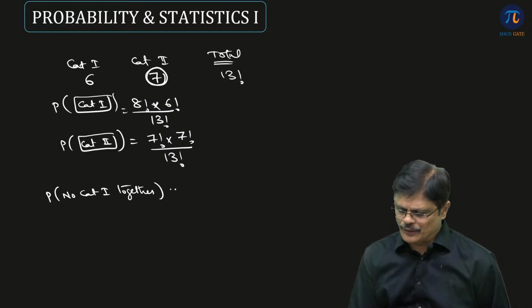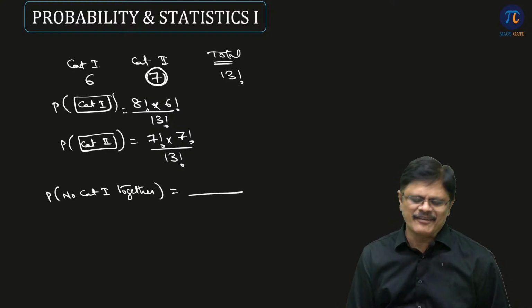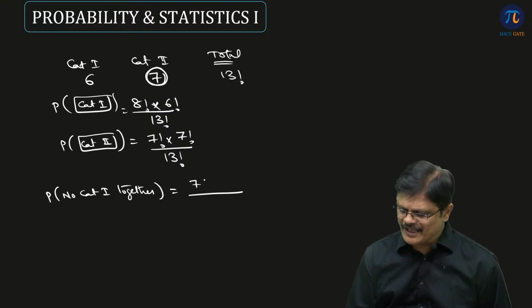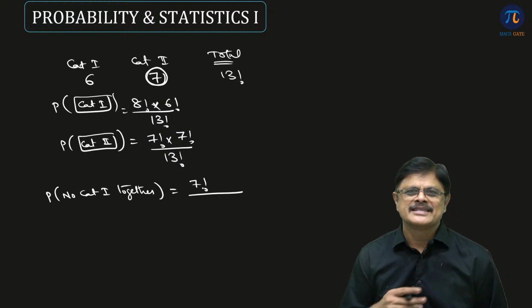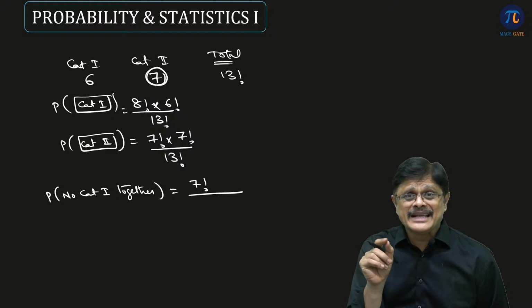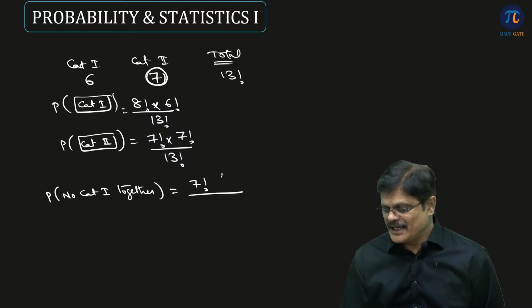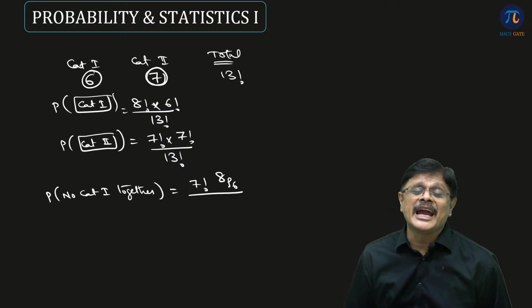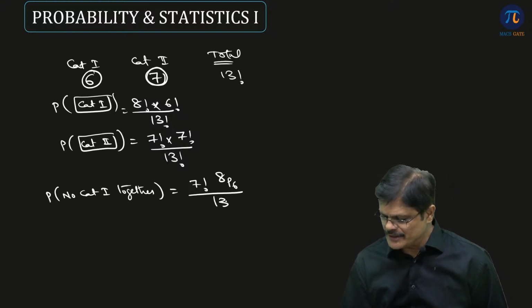No category 1 together. So who are not having any restriction? Category 2 are not having restriction. Arrange them, 7 factorial. 7 means how many gaps? 8 gaps. In the 8 gaps, how many you need to arrange? 6 you need to arrange. That can be done in 8p6 ways out of total.